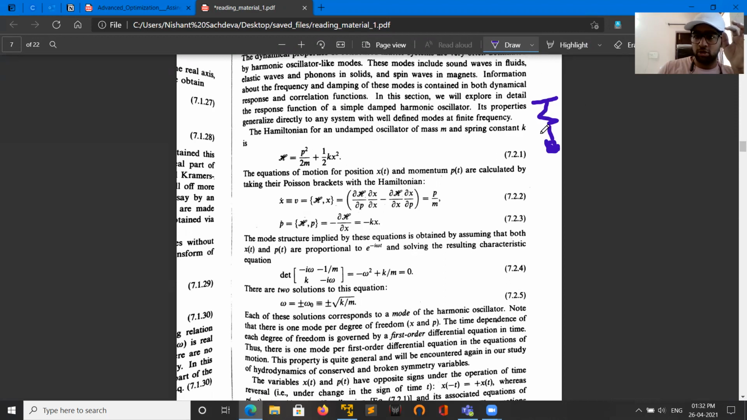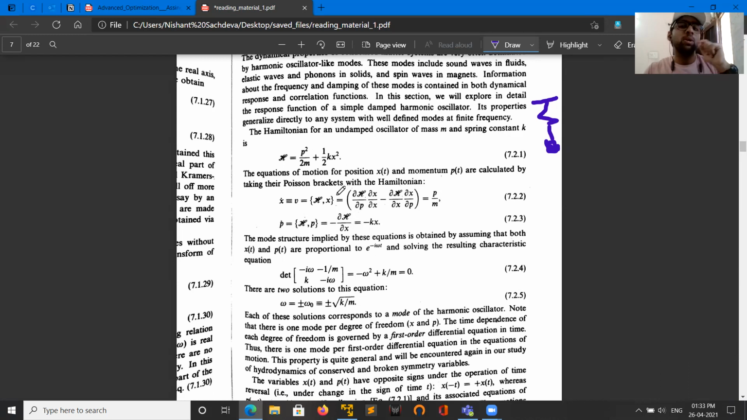It could easily be a horizontal plane, I just drew it this way because of the space I had. So this is the potential energy because of the spring, and this comes from the momentum of the box of mass m. The equations of motion for the position x(t) and the momentum p(t) are calculated by taking their Poisson brackets with the Hamiltonian. Poisson brackets, that's a new mathematical concept.